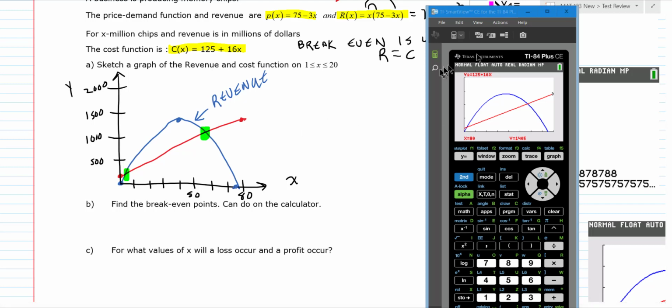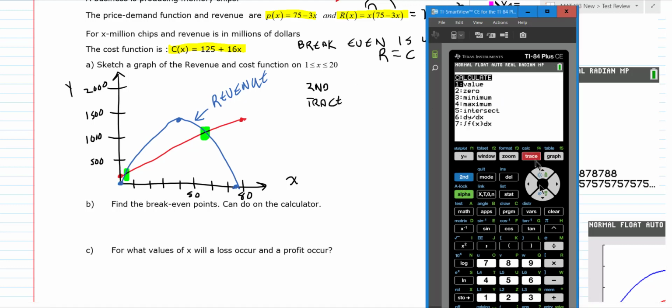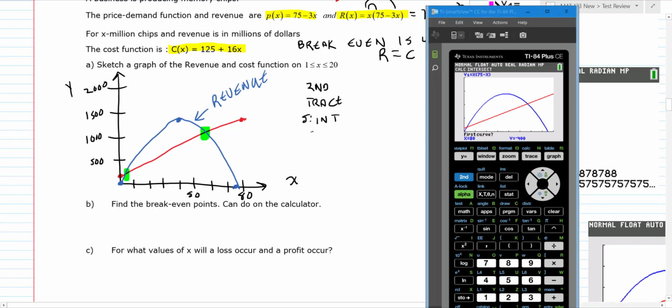All right? And the way you do this on the graphing calculator is, I'll write down the keystrokes. You go second trace, option 5, intersect. Press enter. Now you can't really see a cursor, so you have to go left and right until you see a cursor. Now let's get this intersection point here first. So get pretty close to it. Press enter. A second curve comes on the line. Press enter again. When it says guess, press enter. So there's a break-even point.